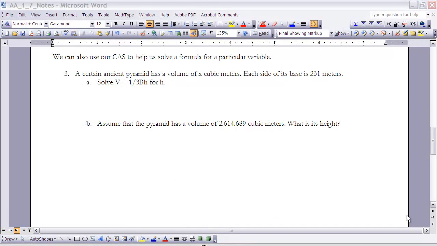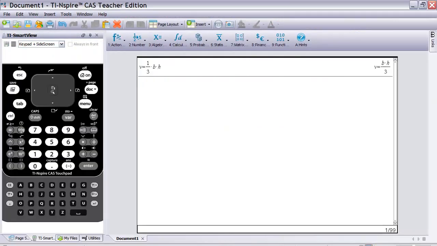Okay, in example 3, we're going to look at using your CAS calculator to help you solve a formula for a particular variable. If you look at number 3, it says a certain ancient pyramid has a volume of x cubic meters. Each side of its base is 231 meters. Part A says solve volume equals 1/3 base times height for h. So let's go through and look at how we can do that on our CAS calculator. You might want to get your CAS calculator out at this time as well, so you can work along with this as I go through it.